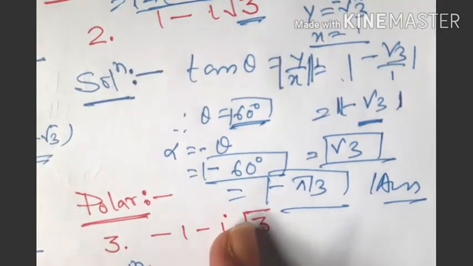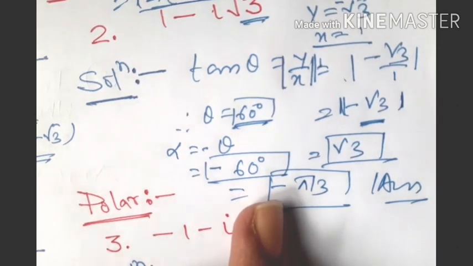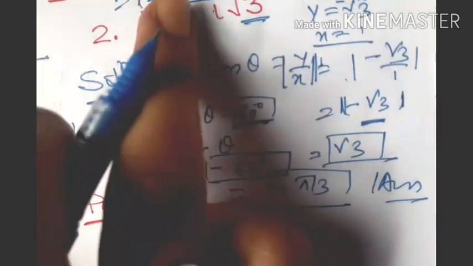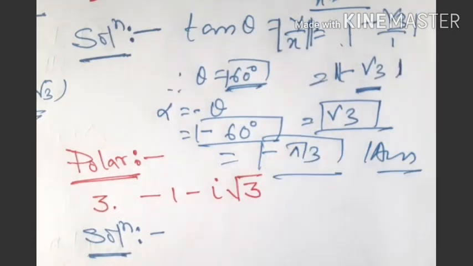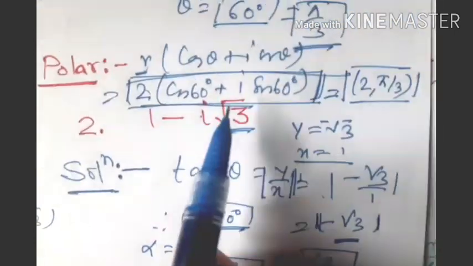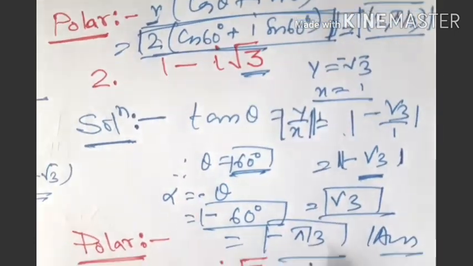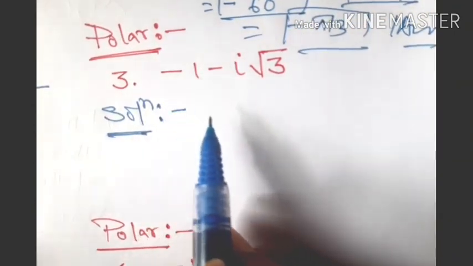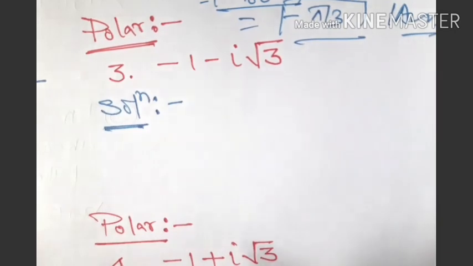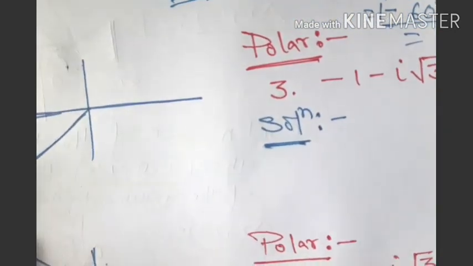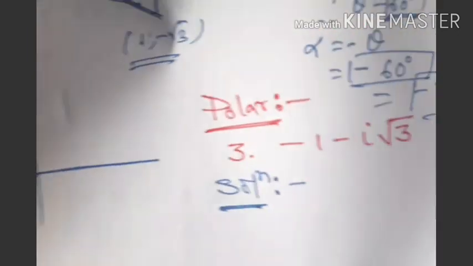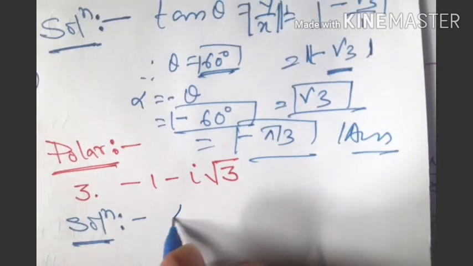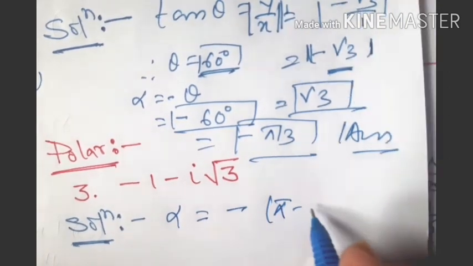To get the polar form, we have to do the same thing. Again you have to find out the modulus, then put in the formula r cos theta plus i sin theta. Theta you have already got. Similarly, here minus 1 minus i root 3. That means which quadrant? You can see it is in the third quadrant. Third quadrant means the value of argument is minus of (pi minus theta).